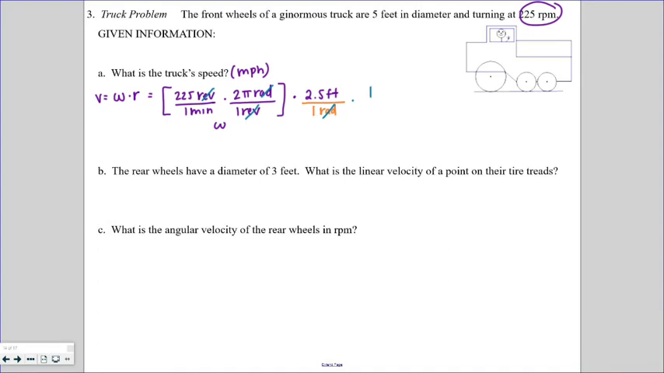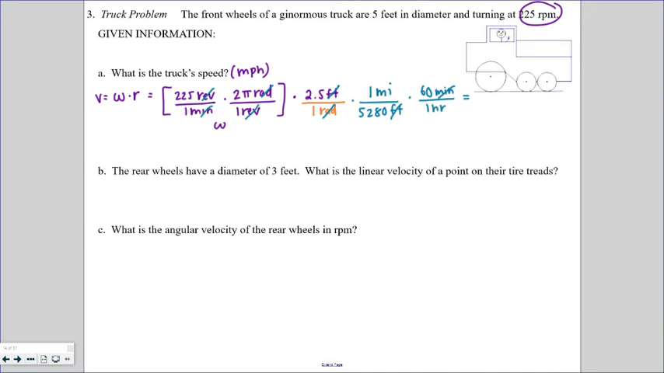There are 5,280 feet in 1 mile. The feet cancel now. So now I'm left with miles over minutes, so I need to convert the minutes to hours. There are 60 minutes in 1 hour. And then the minutes cancel. And now we have miles over hour.